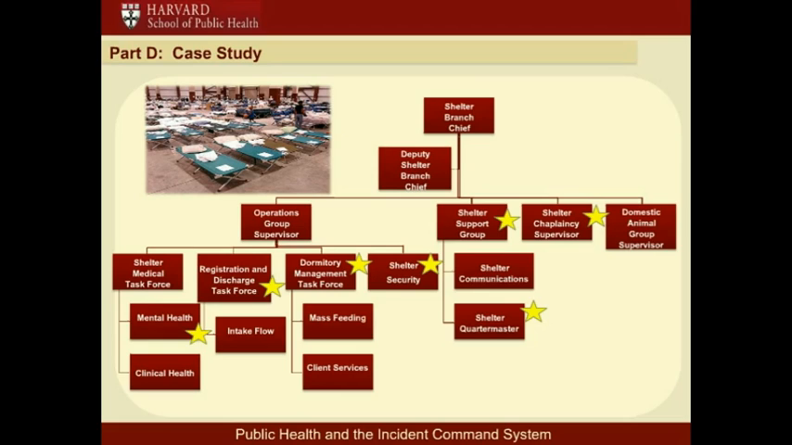And finally, as we found with Hurricane Katrina, many people will not evacuate without their cherished pets. And so this shelter has a domestic animal group supervisor running a small domestic animal shelter operation in another section of the building where those residents of the shelter can visit their pets for a time, have that additional relaxation of spending time with their pets and knowing that their pets are safe, and help keep them in the shelter until that time that it's safe for both the individual and the pet to go home.